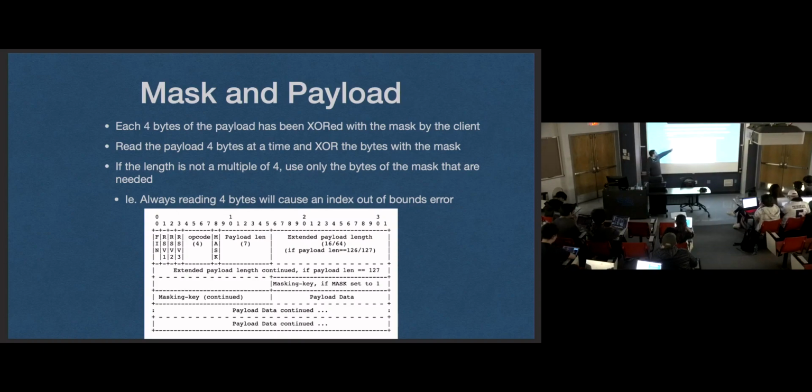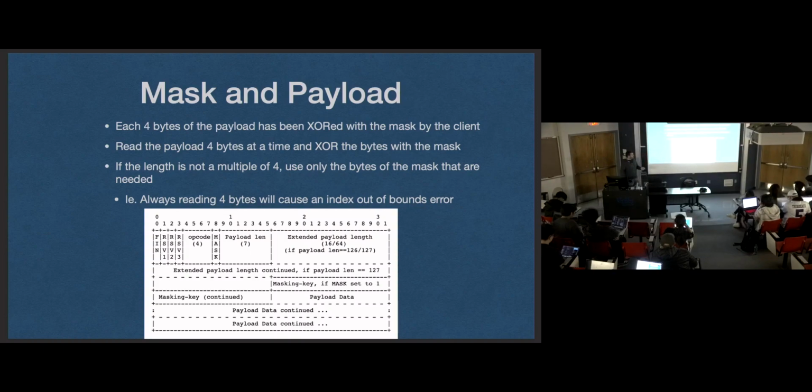And what I recommend, because if you're trying to actually do this 4 bytes at a time, you're 75% of the time going to run into that index out of bounds error because you're trying to read 4 bytes, but the payload length wasn't a multiple of 4. You have to handle that in some way. If you're just taking chunks of 4, you'll get it right 75% of the time.